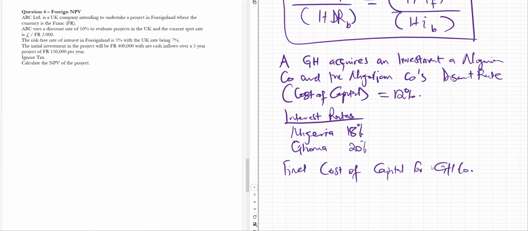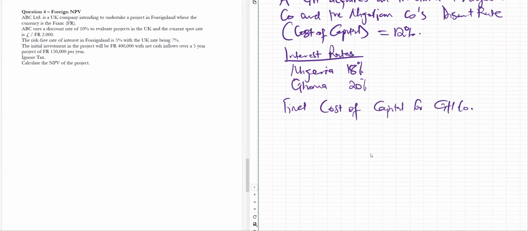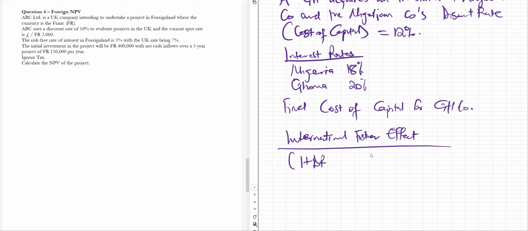What you are going to do is use the international Fisher effect, which I just explained to you. Under the international Fisher effect, you take 1 plus the discount rate in the foreign currency, which here is Nigeria, over 1 plus the discount rate in the home currency, equals 1 plus interest or inflation rate in the foreign currency over 1 plus interest or inflation rate in the home currency. This is actually an I; you can easily use H as well.